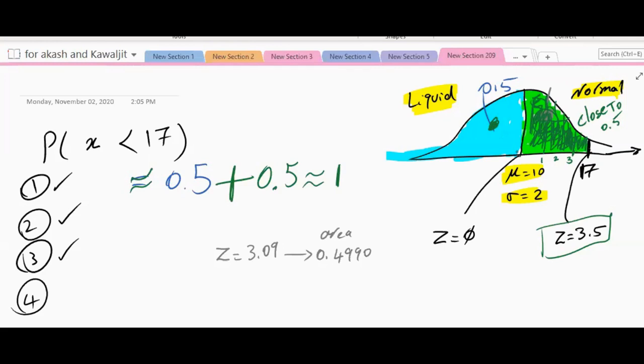Good? Yes. Now, can you please tell me how much is the chance of something more than 17? What is the chance that X more than 17 may happen? Close to 0. Because this area is close to 0.5, therefore this area is close to 0.